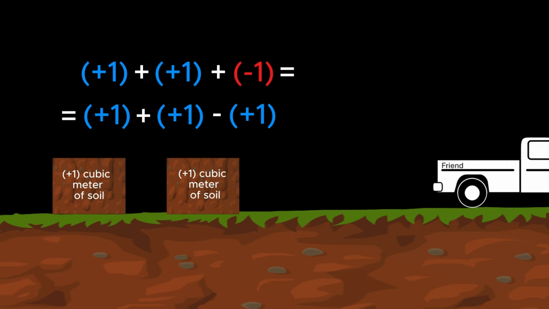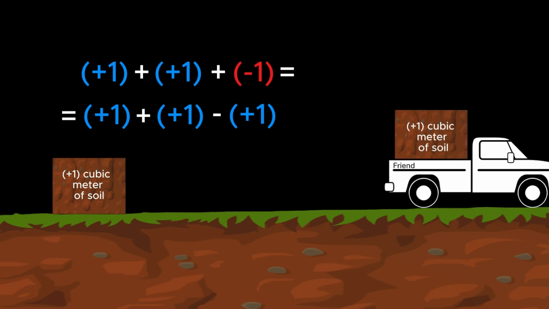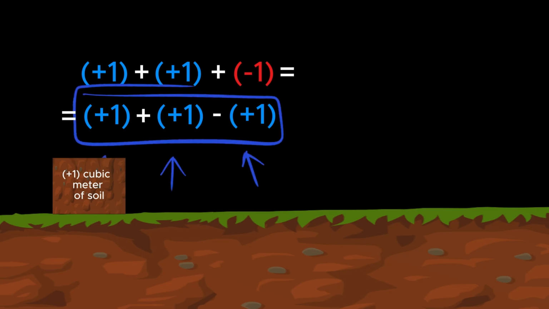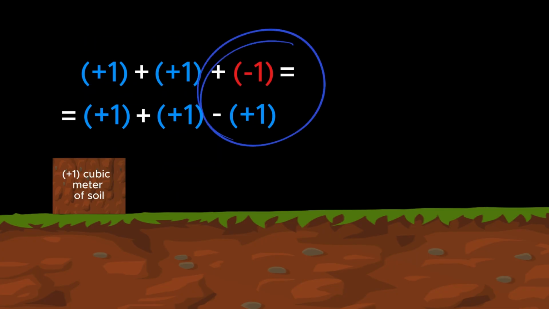You might be thinking that I could have simply given my friend one of my positive cubic meters of soil, and you would be right. As shown in the part of the problem, I could have just handed my friend 1 cubic meter of soil instead of digging it up. But I did it this way to show you why, in our example, the expression plus before parenthesis minus 1 turns into minus before parenthesis plus 1.